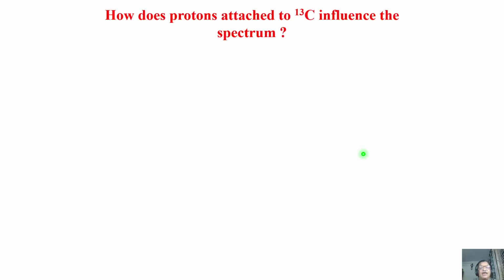Before going to that, of course we'll come to that point, we'll answer that in 1 or 2 slides. Before that, let me point out how protons attached to carbon 13 influence the spectrum. This we should know so that we can go and answer many questions. How do protons attached to carbon 13 influence the spectrum?